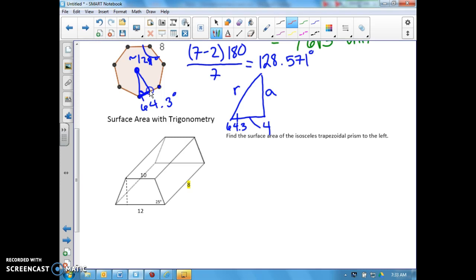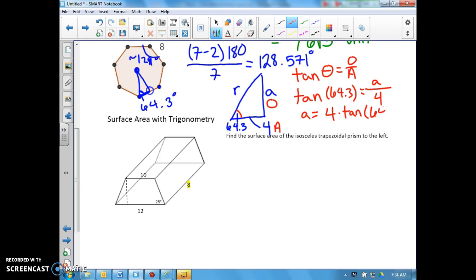So we know that this is my marked angle. A is my opposite side. 4 is my adjacent side. Thinking about SOHCAHTOA, I'm going to use tangent of theta equals O over A. So tangent of just about 64.3 equals, I don't know O, that's my apothem. I know that my adjacent side is 4, so my apothem must equal 4 times the tangent of 64.3.